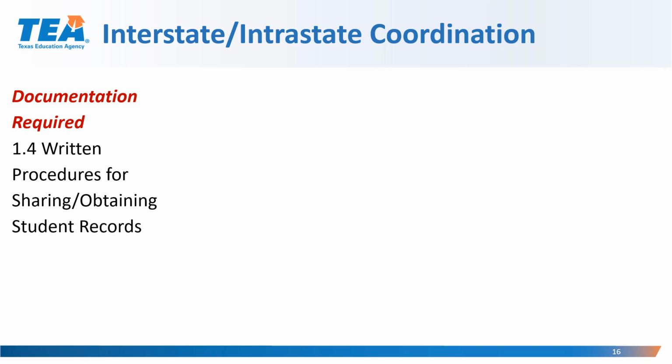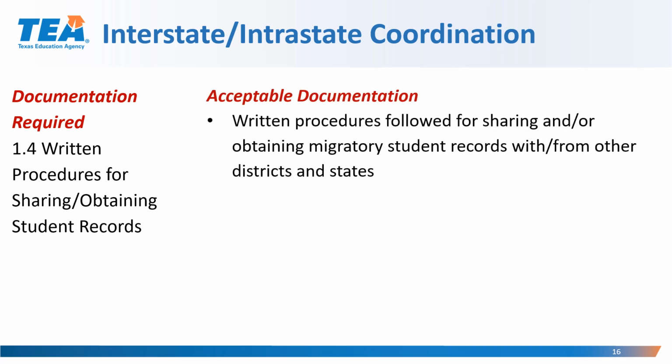Documentation required, 1.4, written procedures for sharing/obtaining student records. The acceptable documentation is the written procedures followed for sharing or obtaining migrant student records with or from other districts or states. It is crucial that districts have this in place. All districts should ensure that they have written procedures that allow users to understand how they should be requesting or responding to requests from other states or districts when it comes to move notifications or data requests.